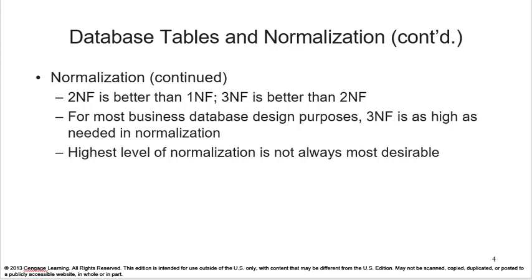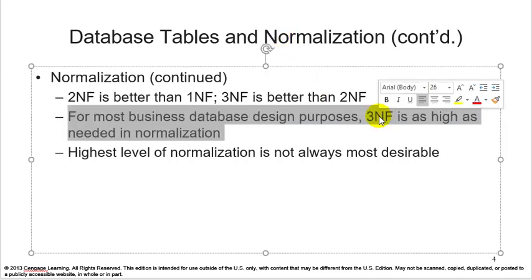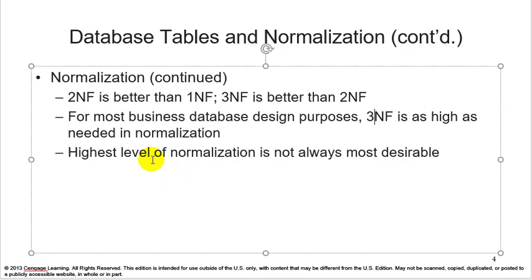Of course, second normal form is better than first normal form, and the third normal form is better than the second normal form. For most business database design purposes, third normal form is as high as needed in normalization, meaning that if you come up with the third normal form, it's good enough for you to build the system. The highest level of normalization is not always most desirable.